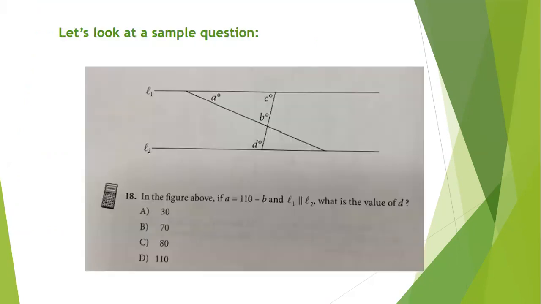Let's look at a sample problem. Here we have two parallel lines, L1 and L2, cut by two transversals. We've got several angles labeled. In addition, you're given some information in the question: A equals 110 minus B, and yes, both lines are parallel.